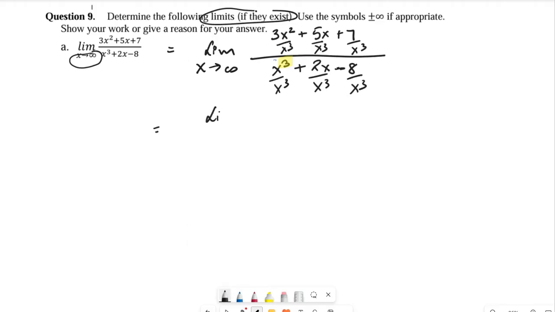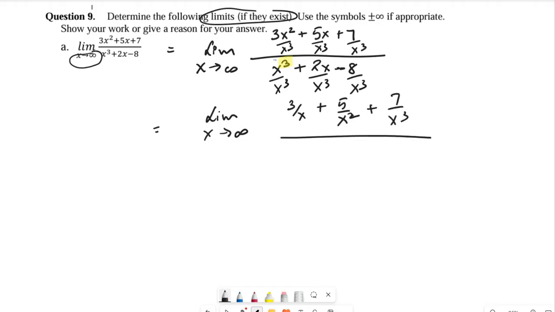If you do that, simplifying this would look like 3 by x plus 5 by x squared, because x by x cubed is x squared in the denominator, plus 7 by x cubed, divided by 1 plus 2 by x squared minus 8 by x cubed. Okay.